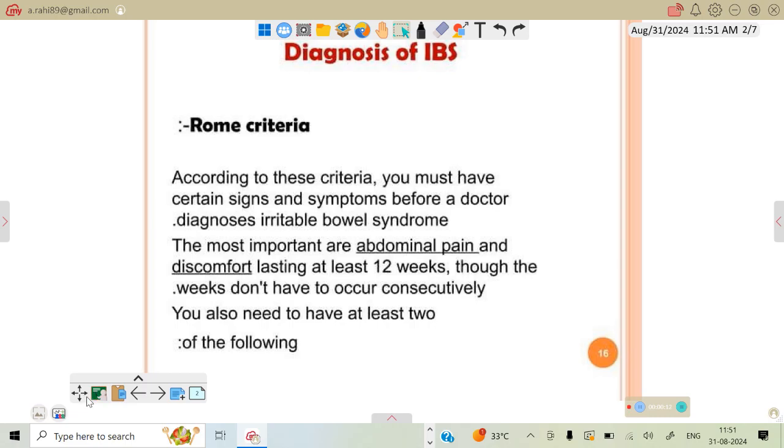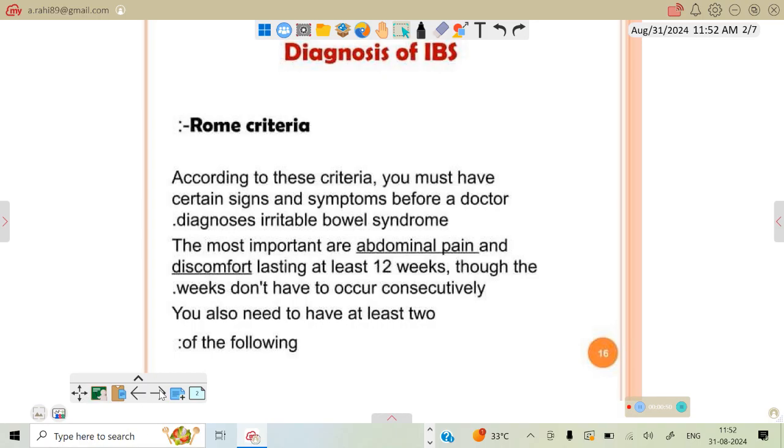Today my topic is about the diagnosis of irritable bowel syndrome, a gastroenterology disease. According to the criteria, you must have signs and symptoms like abdominal pain, discomfort, cramps, stool passing after eating any meal, constipation, sometimes diarrhea, sometimes stool passing problems, bloating, and gas. These are the main symptoms and signs which indicate IBS.